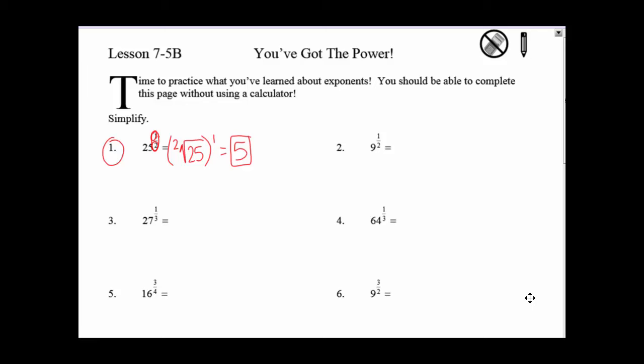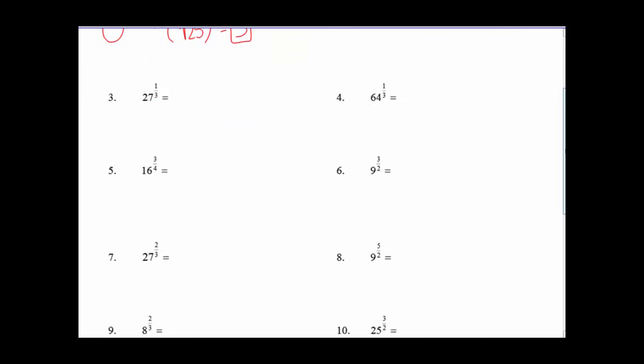Let's go ahead and skip down to number 5. I have 16 to the 3/4 power, so another fraction as my exponent. So I need to look at my denominator first. That 4 is going to become the index on my root. So I'm going to have the 4th root of 16 and then take my numerator and put it out front. So the 4th root of 16 and then raise it to the 3rd power. 4th root of 16 will give me 2. 2 cubed should give me 8.